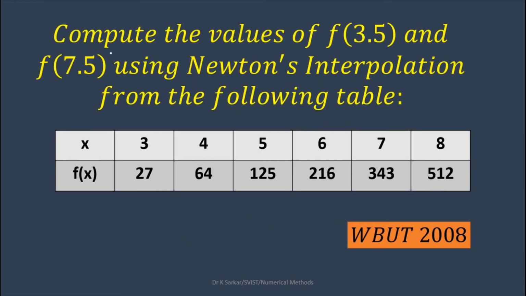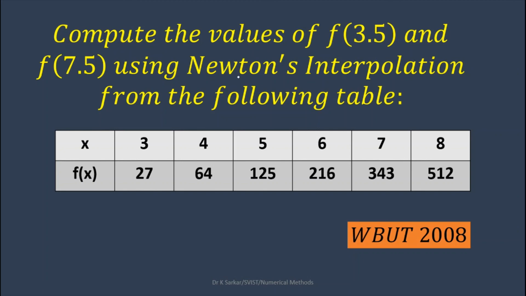Next question: compute the values of f(3.5) and f(7.5) using Newton's interpolation from the following table. This question has appeared in Makaut 2008. f(3.5) you will find by Newton's forward interpolation formula, and f(7.5) you will find by Newton's backward difference interpolation formula.